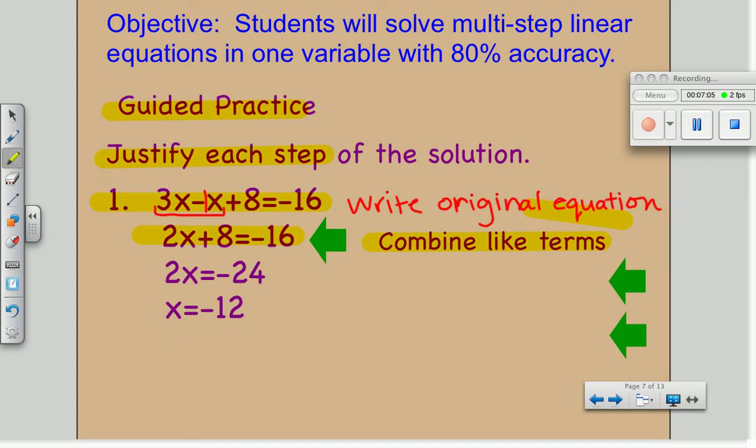Now I have 2x equals negative 24. What did I do to get negative 24? What happened here? What did I get rid of? Looks like I got rid of that 8. How did you get rid of the 8? You must have subtracted 8 from both sides. So that's that step. Subtract 8 from each side.